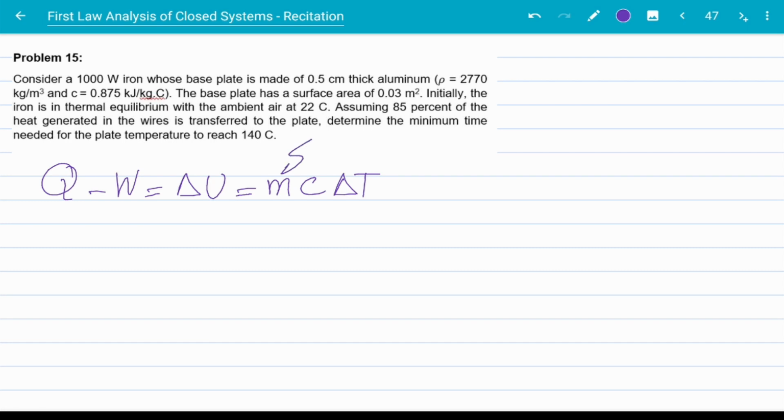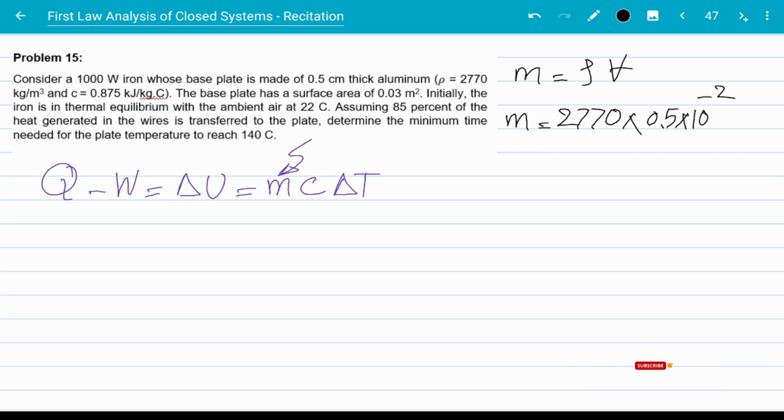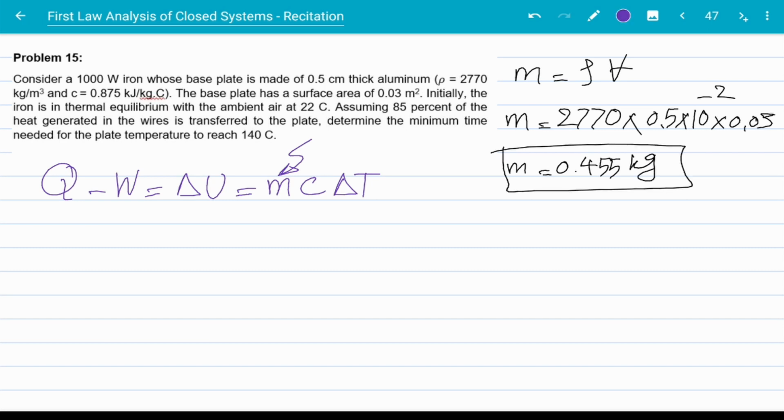So we need to find the mass. Mass is density times volume. I can say the mass is 2,770 times the thickness, 0.5 centimeters, which is this much in meters, times the surface area, which is 0.03 meters squared, and you get that the mass is 0.4155 kilograms. Okay, so we found the mass. We can continue. So Q: 85% of the 1,000 watts input, which by the way is 1 kilowatt input, is going into heat. And that is the power.